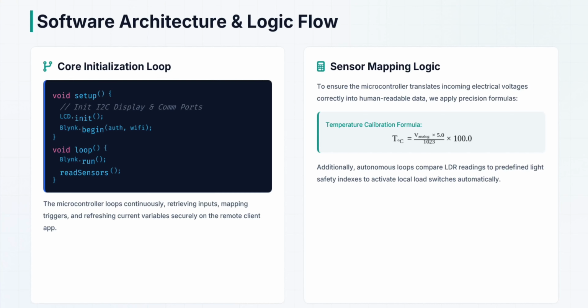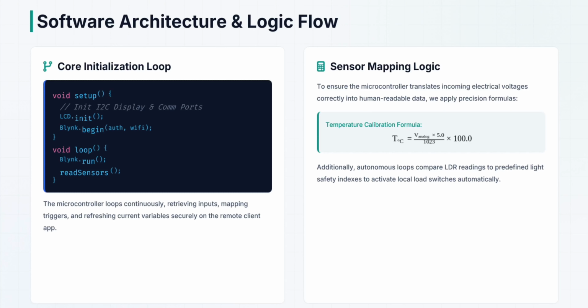Let us look at the mathematics and the calibration process running inside the microchip. Because computers only understand binary, the analog voltage values from our sensors must be converted into digital data. So the Arduino Uno utilizes a 10-bit analog-to-digital converter. This means it maps incoming analog voltages between 0 volts and 5 volts into discrete digital steps ranging from 0 to 1023.